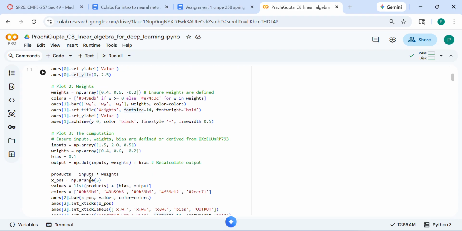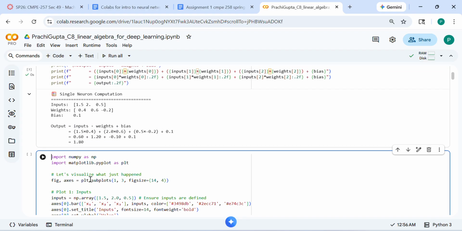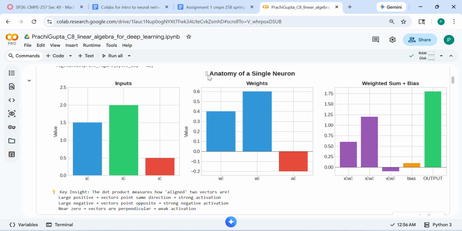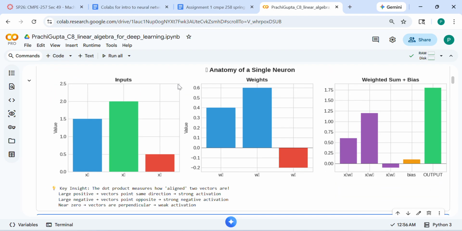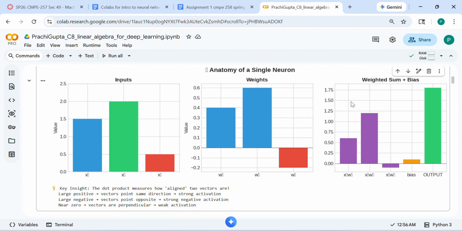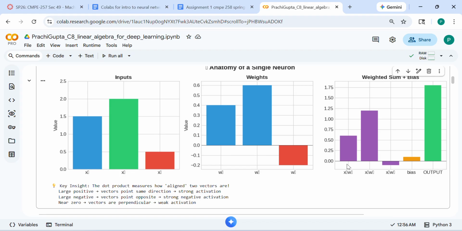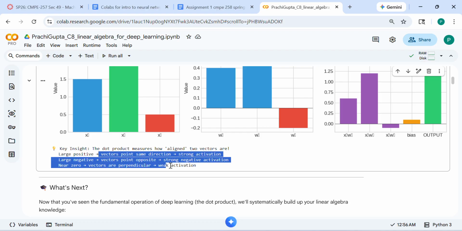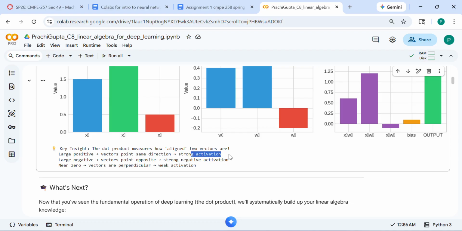So we will plot it. I'll just run it. So you see, we are plotting the inputs, the weights, and the weighted sum plus bias. This is the large positive: the vectors point in the same direction, so the activation is strong. If we have a large negative, the vectors point in opposite directions, and we have a strong negative activation.